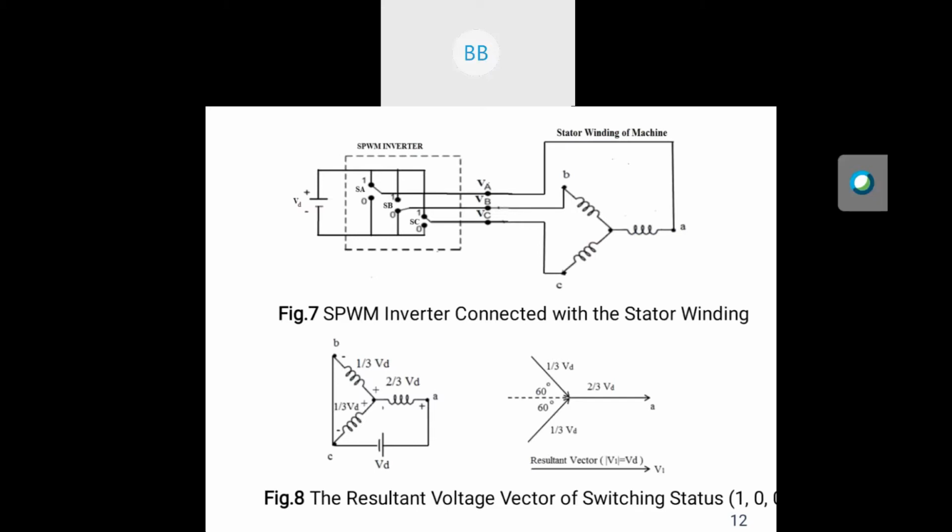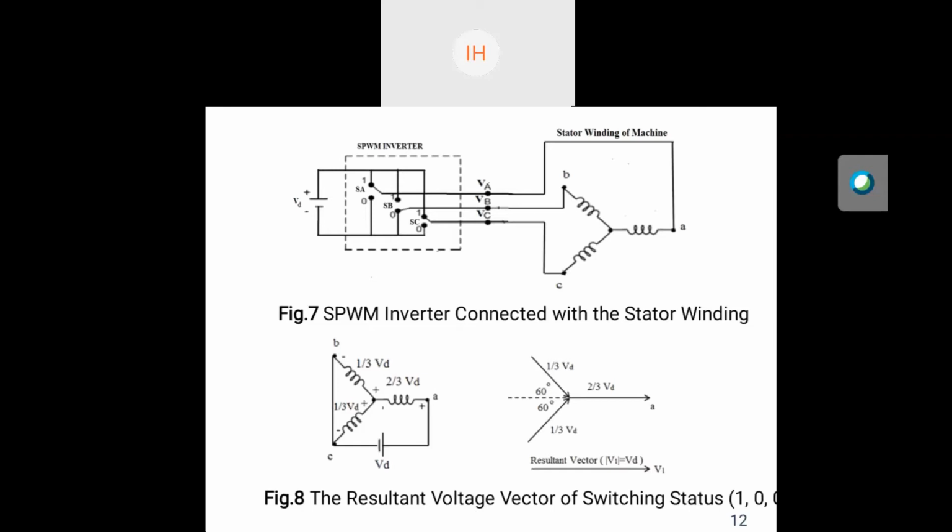Here the connection of the inverter circuit with the three-phase stator winding is shown. We have taken three switching statuses, SA, SB, and SC. If the upper switch, for example SA, is on, then we take SA equal to 1. If the lower switch is on, then we take SA equal to 0. This is the same for the other switches also.